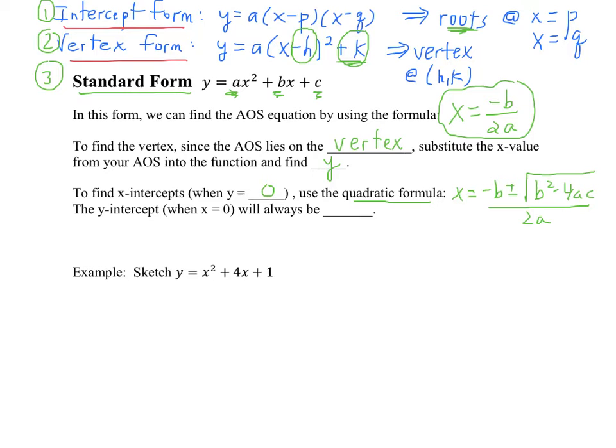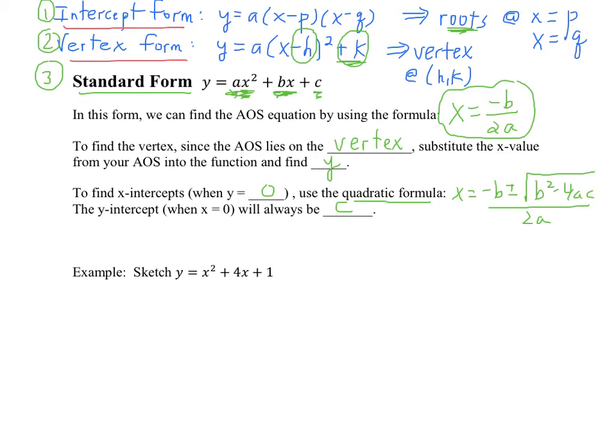Okay? The y-intercept, which of course is when x is 0, if we go back up here, if we were to put a 0 in for x, notice that you're going to end up getting c every time. So the y-intercept will always be whatever that c value is.